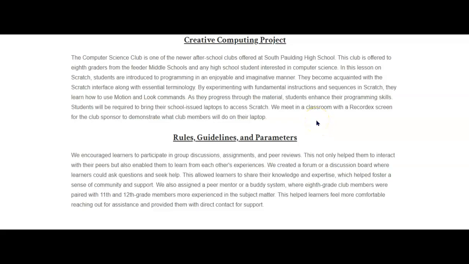A new club at our school, the Computer Science Club, was offered to 8th graders through 12th graders in Paulding County. Because this was a newer club, we started programming in very small steps where students got more and more comfortable with coding and with how the computer process works. As they became acquainted with the Scratch interface, they were getting more comfortable with it.